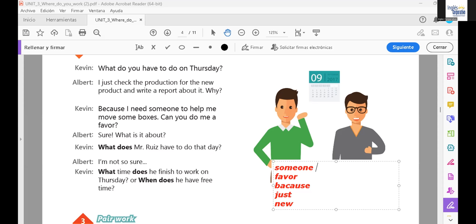Someone, alguien, right? Someone. To help. Because I need someone to help me move some boxes. Boxes, okay. I need someone to help me move some boxes. To help me. Some boxes. Because. Okay, favor. I need a favor. Can you do me a favor? Favor. Okay, and that's all.